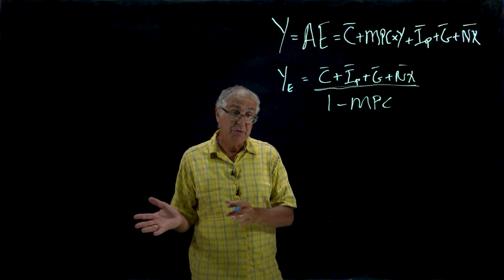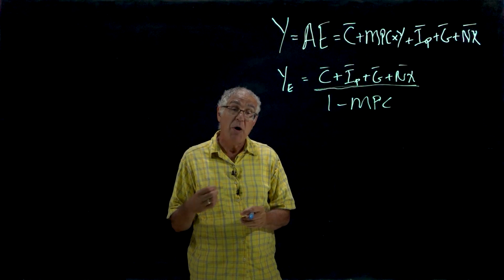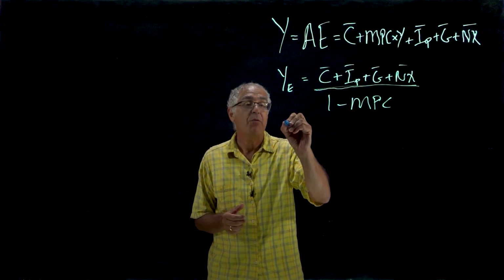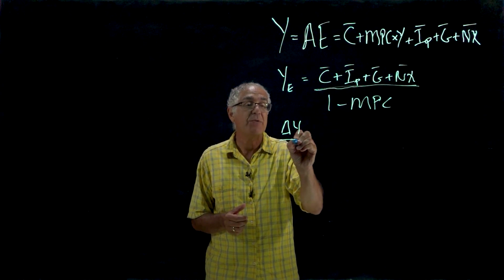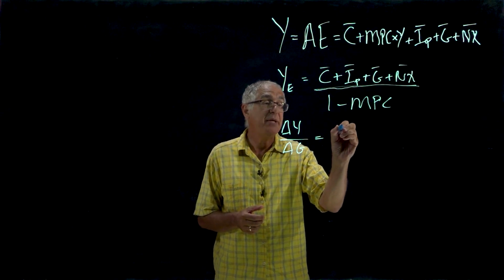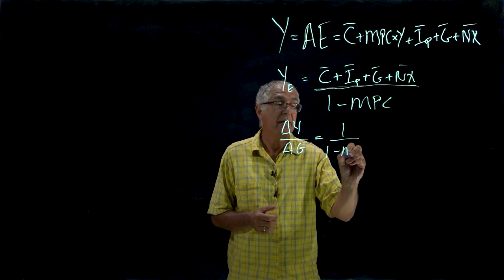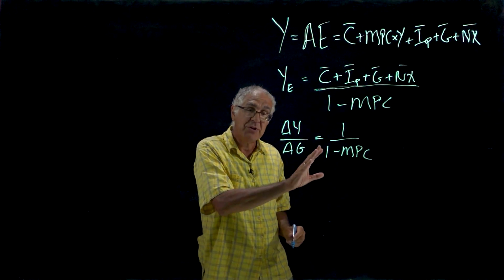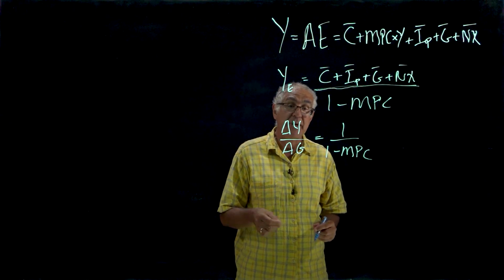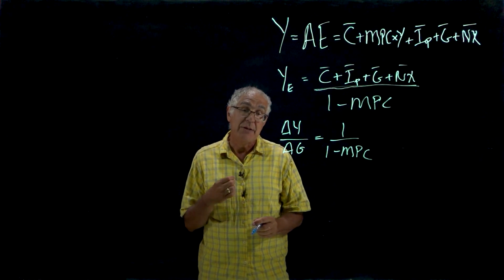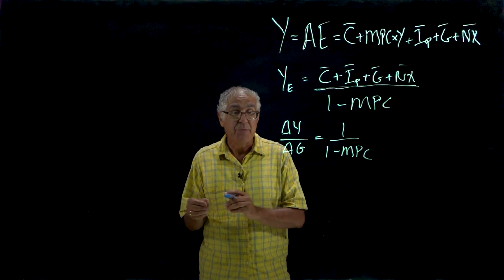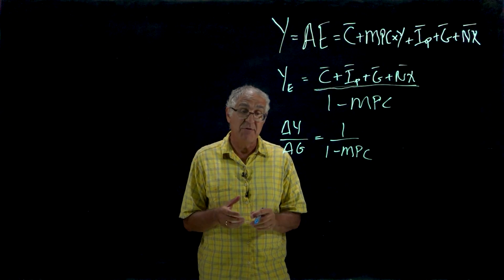Back in Unit 4, we also asked the question, what would happen if we increased government spending? And we calculated the change in the equilibrium level of income given a change in government spending as being equal to 1 over 1 minus MPC. And we called this term on the right-hand side of this equation the government spending multiplier. And it told us by how much income would change with a $1 increase in government spending.